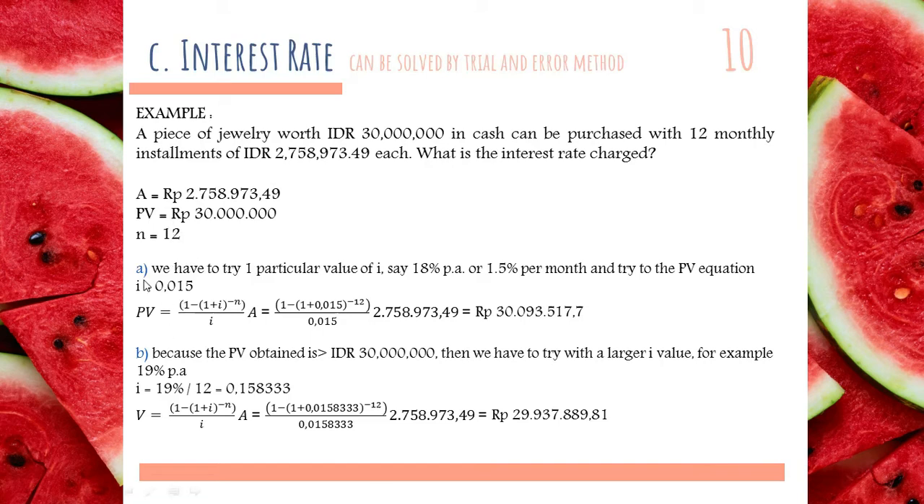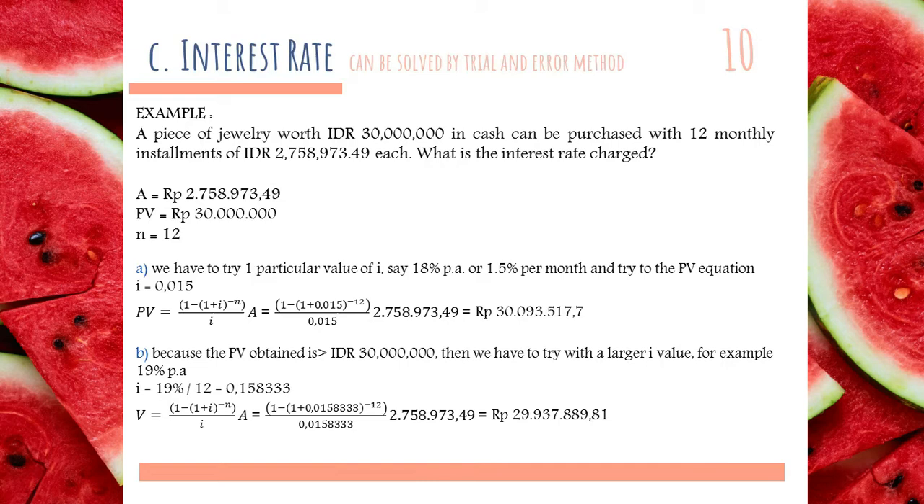The first step is we have to take one particular value of i, say 18% or 1.5% per month, and put it into the PV equation. So the i is 0.015. We use the formula of PV and we get the result is 30,093,000 rupiah.